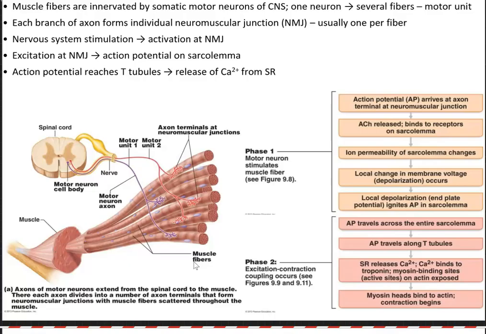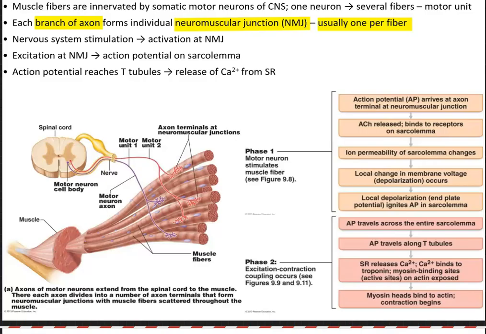If we look at it broader, every muscle fiber is innervated by at least one axonal branch. And that contact between the branch and the muscle fiber is called neuromuscular junction, or NMJ.